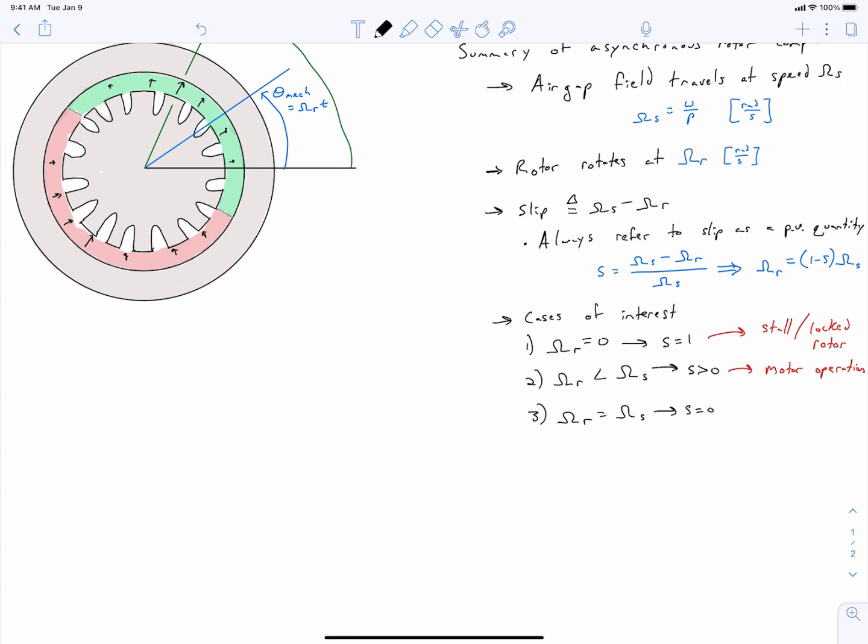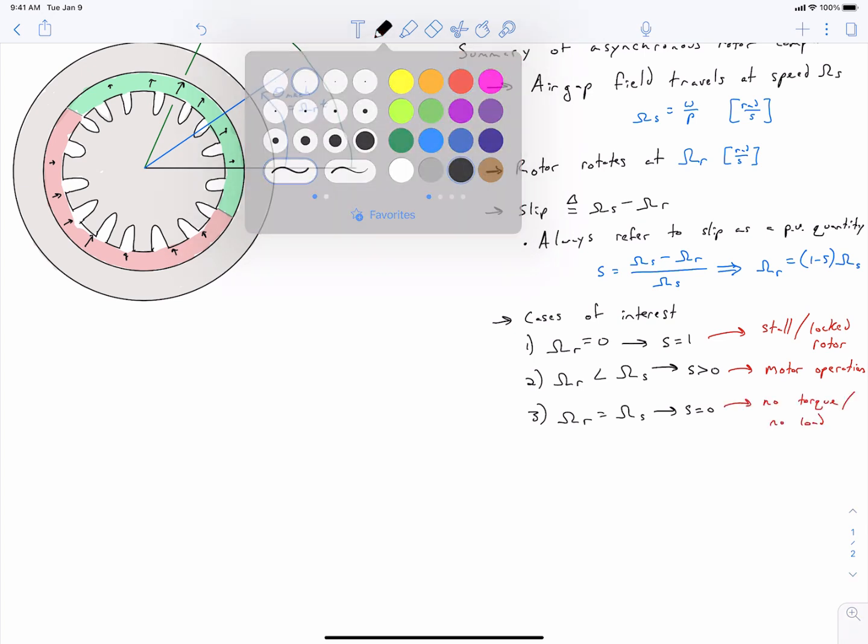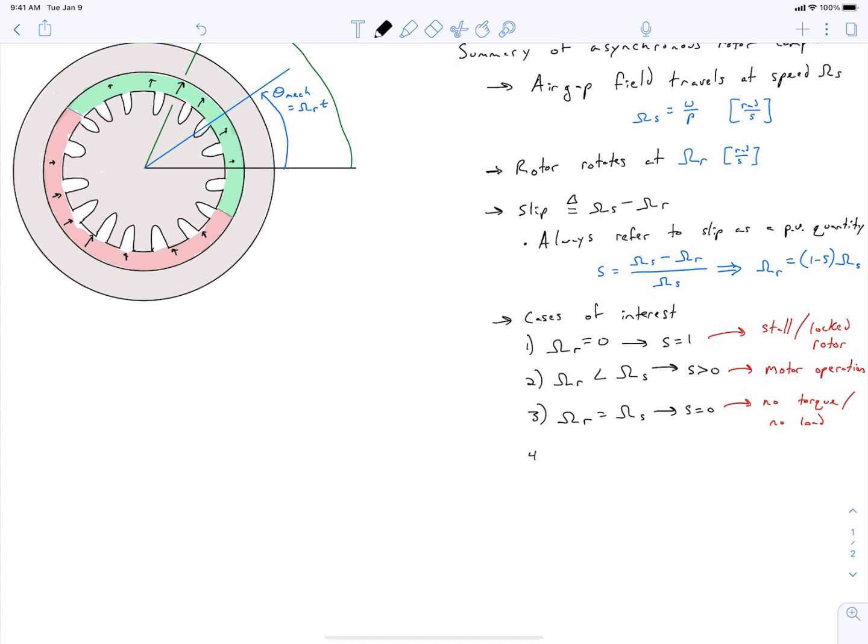And we're not able to make any torque. An induction motor can make no torque when its slip is 0. And this is sometimes called the no-load case. The fourth case is where our rotor speed is actually greater than our stator speed. In this case, slip is less than 0. It's a negative quantity. And this corresponds to our induction machine behaving as a generator. So this is generator operation.